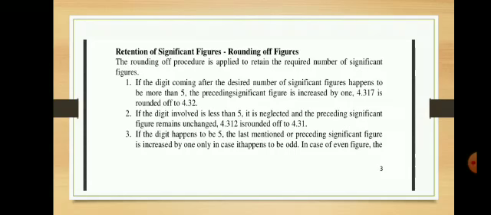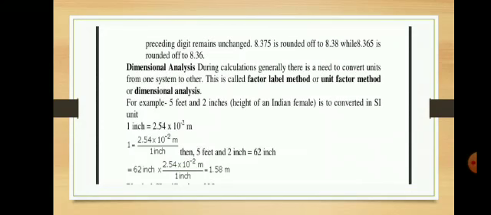Third, if the digit happens to be 5, the last mentioned or preceding significant figure is increased by 1 only in case it happens to be odd. In case of even figure, the preceding digit remains unchanged. Example, 4.375 is rounded off to 4.38 while 8.365 is rounded off to 8.36.